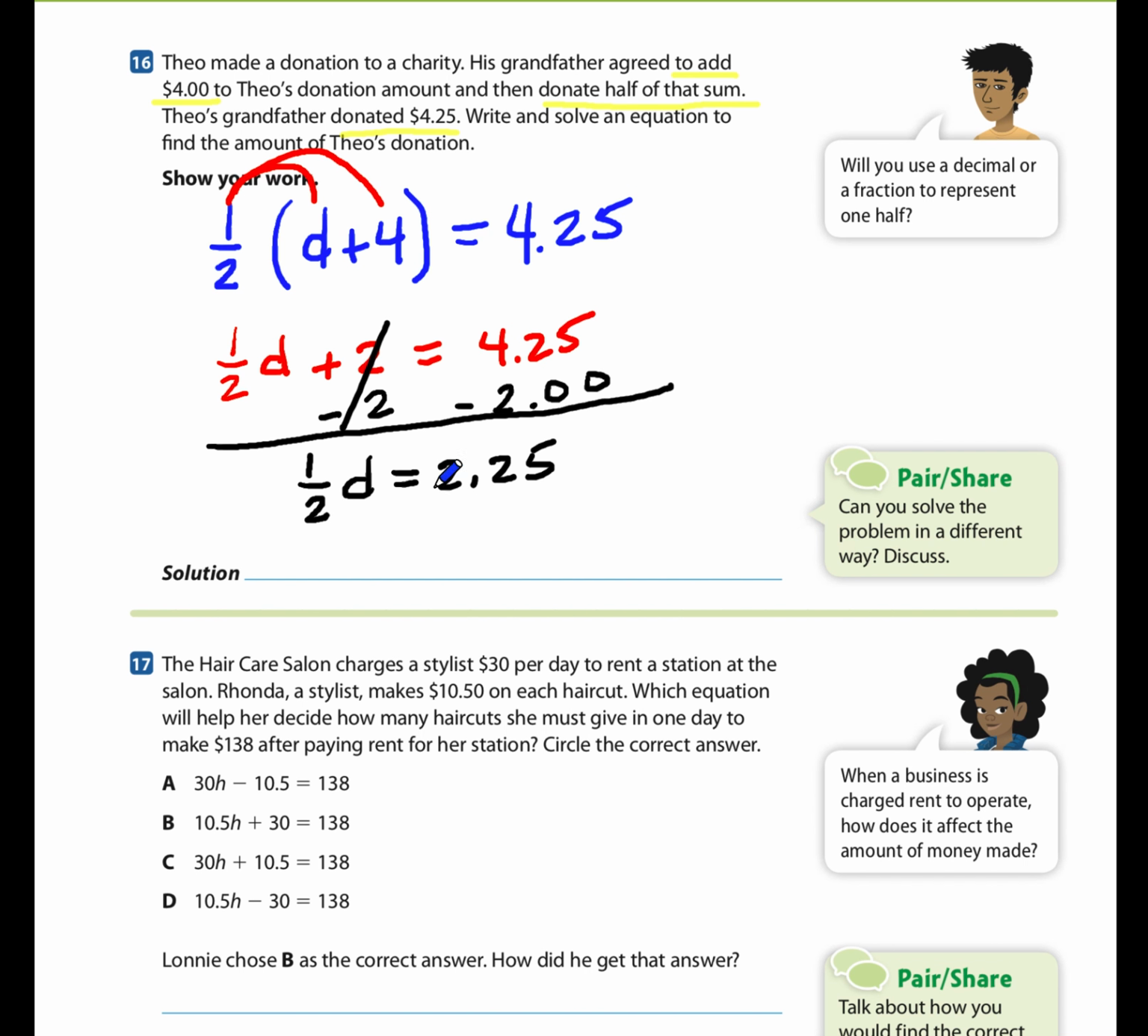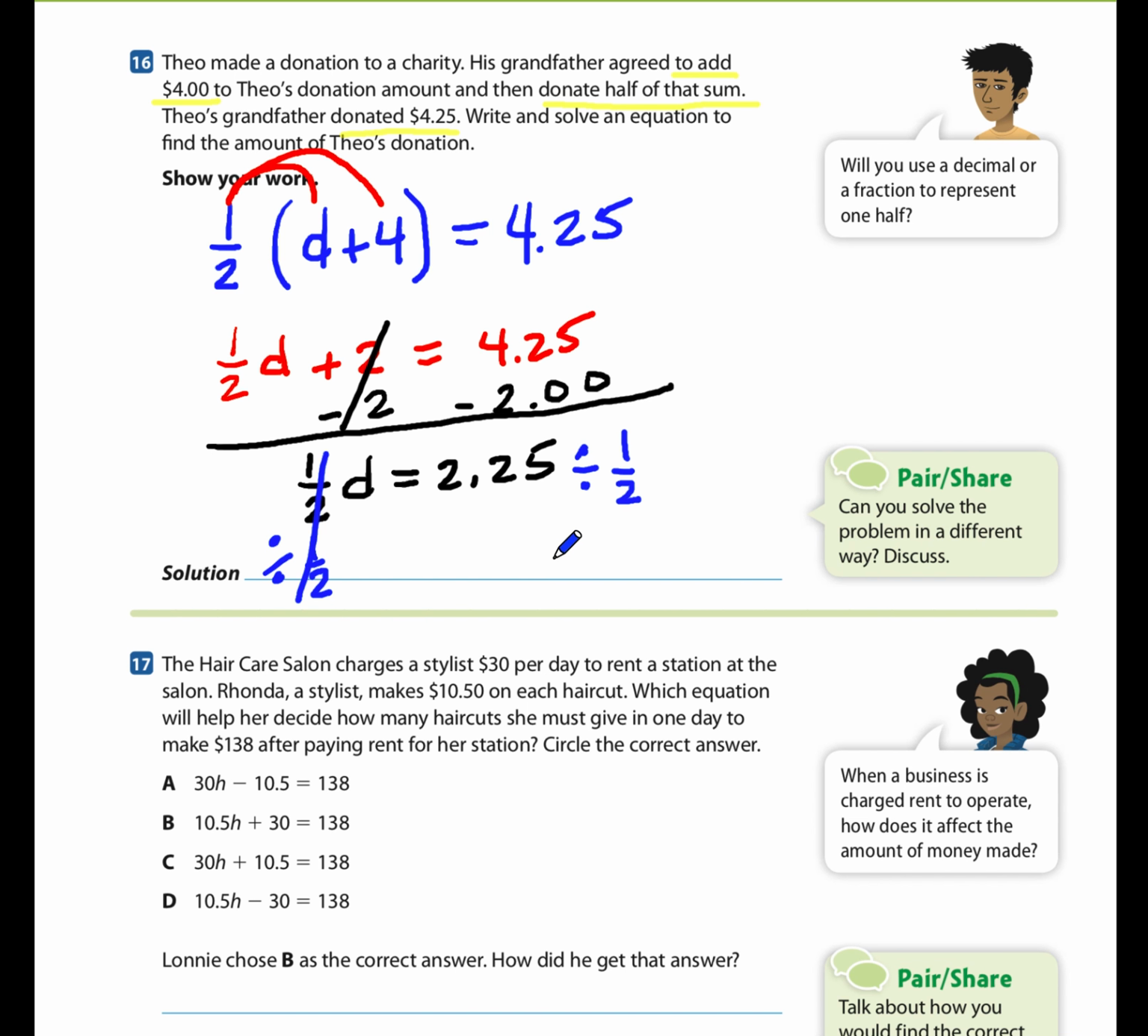All right, now we can solve for this D. The half is being multiplied, so the opposite of multiplication is to divide that half out. So I'm going to come over here and divide by half. Now at this point, I'll go ahead and leave it a fraction, because you'll see what's going to happen here.